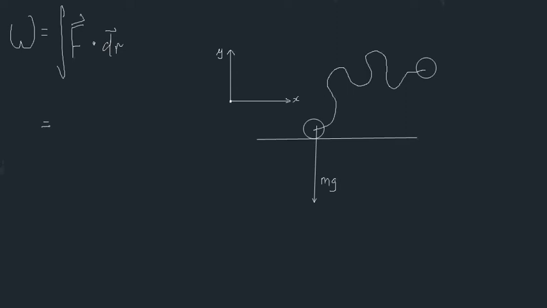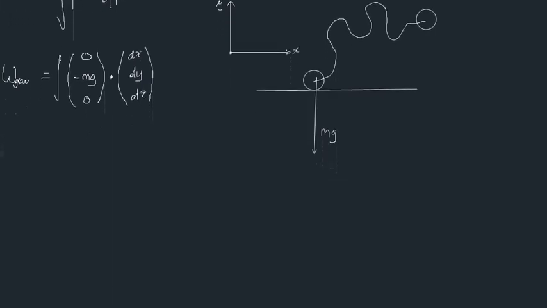Recall that the work due to gravity, which I'll call W_grav, is equal to the integral of our force vector, which is going to be 0 because there's no component of our force in our x direction. It's going to be minus mg because it's entirely in our negative y direction, and it's going to be 0 in the z component. And that's going to be dotted with our dr, which is just dx in the x direction, dy in the y direction, and dz in the z direction.